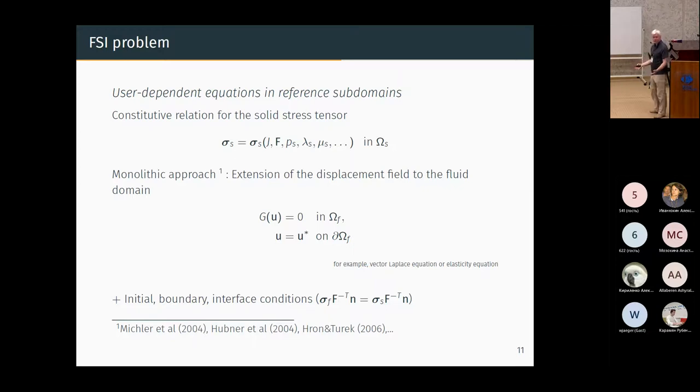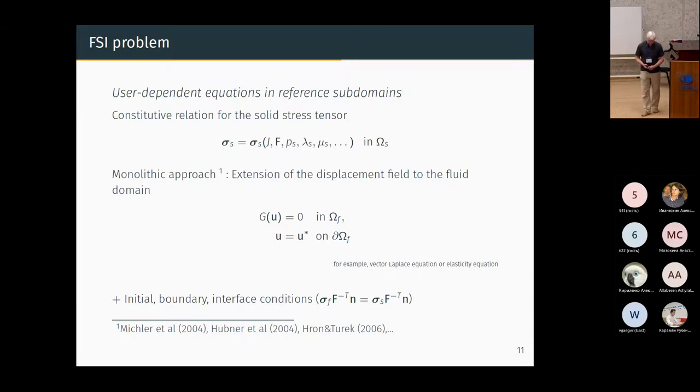This may be a linear elasticity equation. This may be nonlinear models, different nonlinear models, Neo-Hookean, Saint Venant-Kirchhoff, and so on. And one more equation we have to add.